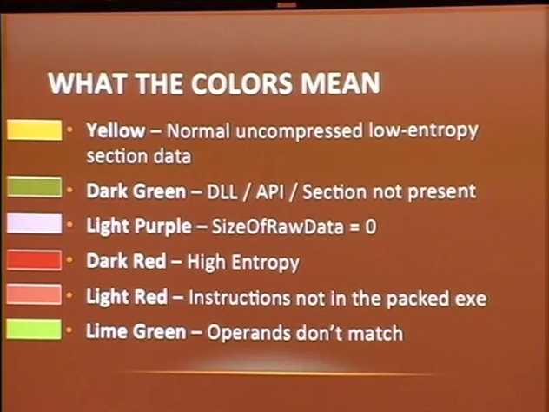The colors, what they mean is basically these are meant to help you with unpacking, and I'll illustrate this in just a moment. But essentially, yellow means normal, uncompressed, low entropy data. And for the entropy calculation, I'm using the Shannon entropy or P log P. Dark green means that there's a section that's not present inside of the executable module. Either it's a DLL or an API or something. Light purple means the size of raw data is 0. Dark red means it's high entropy, so anything above a 7.5 I mark as dark red.